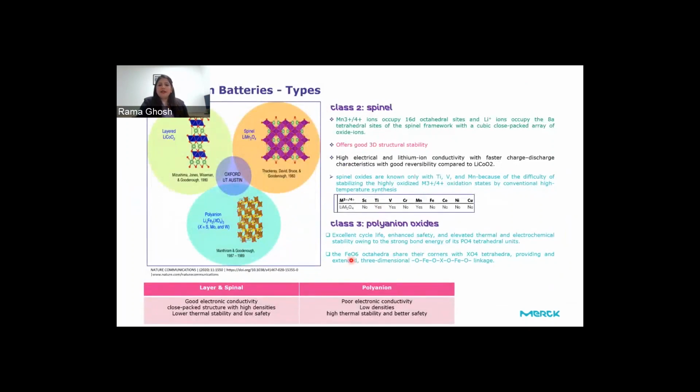So if you compare the layered and spinel with the polyanion, you can find very distinct differences for electric vehicle or EV application, especially other than consumer use. In terms of polyanion oxides, the poor electronic conductivity is one of the main concerns, along with low densities compared to layered and spinel. But at the same time, LFP has lower cost because of iron. Cost is going to reduce if any company uses lithium iron phosphate as a cathode material.